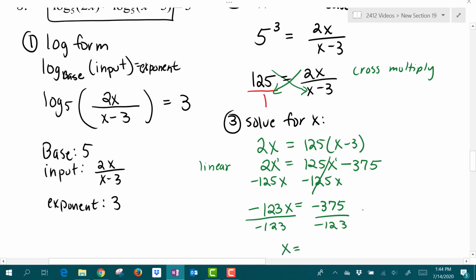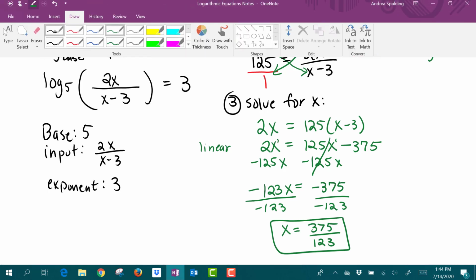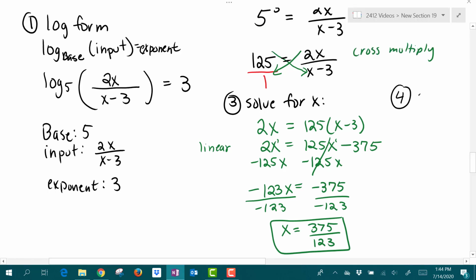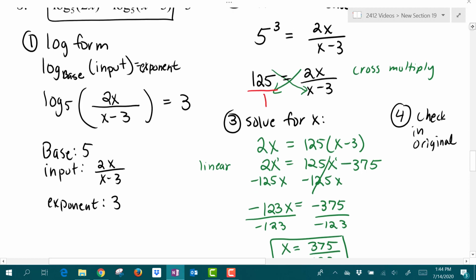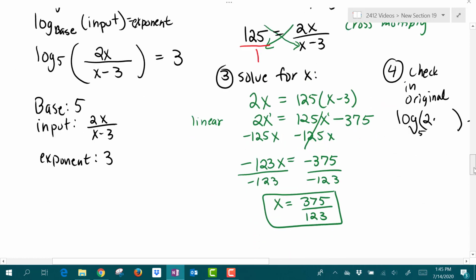Alright, I'm going to simplify that. We have two negatives. Two negatives always gives me a positive. And I'm going to leave my answer exactly as that fraction. Now we do want to make sure that we check our answer in the original before we declare that to be our final answer. So I'm going to go back up here and I'm going to rewrite my original equation. Okay, so my original equation is up here, log base 5 of 2x minus log base 5 of x minus 3 equals 3. So I'm just going to copy that over here under step 4.